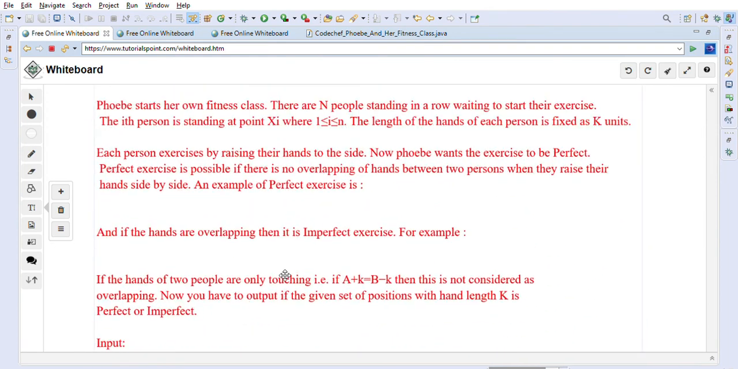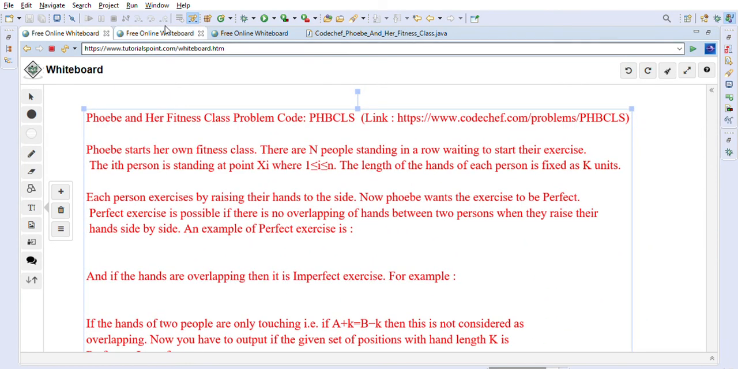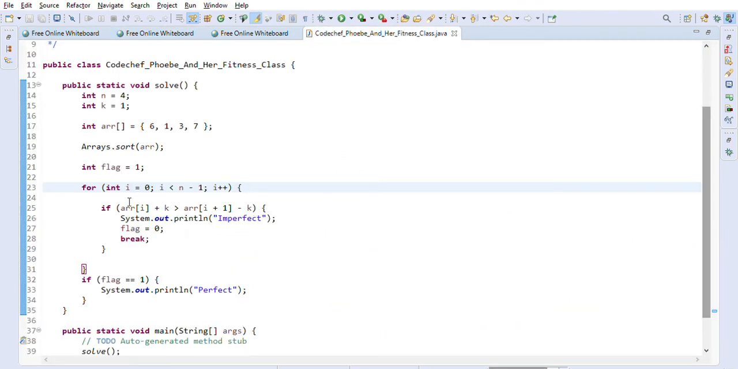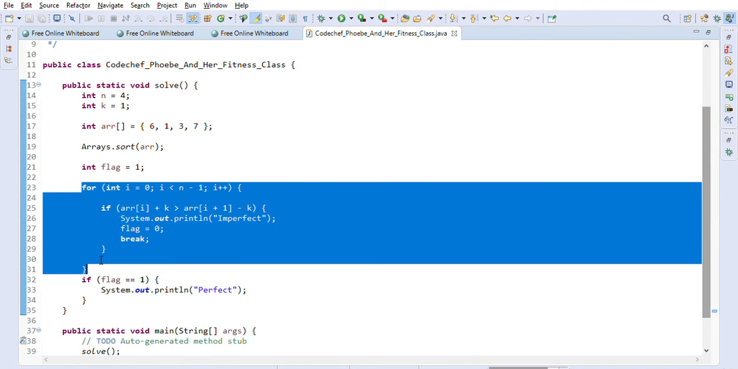So basically this is an array sorting problem, right? And then the logic is, I just explained, after sorting, how we can iterate the sorted array and check if any overlapping happens during the exercise.